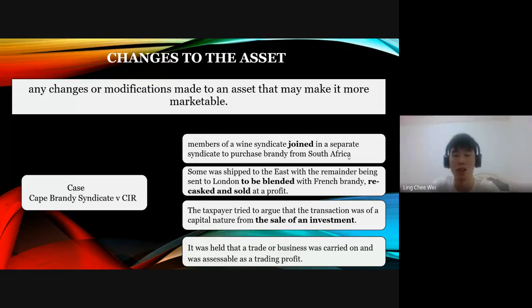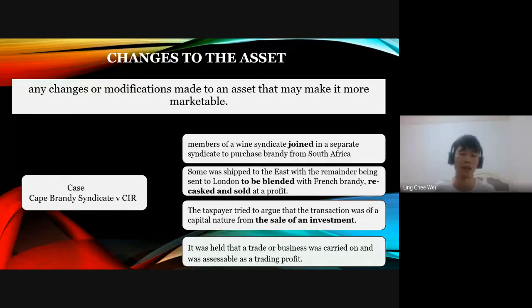And the taxpayer tried to argue that the transactions were of a capital nature, from the sale of an investment, which means that from here, they say that this is an investment, not an ordinary trade, because they have purchased the brand of the South Africa, right?